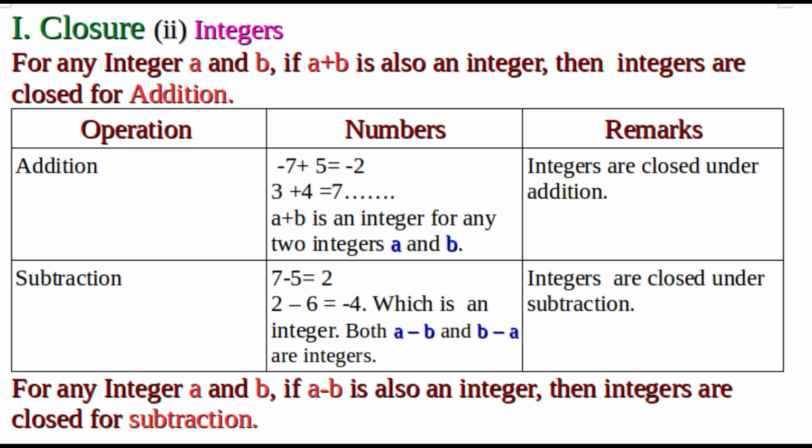The second operation is subtraction. 7 minus 5, 2. 5 minus 7, minus 2. 10 minus 20, minus 10. 1 minus 0, 1. 0 minus 2, minus 2. All our answers are also integers. Therefore, integers are closed under subtraction.